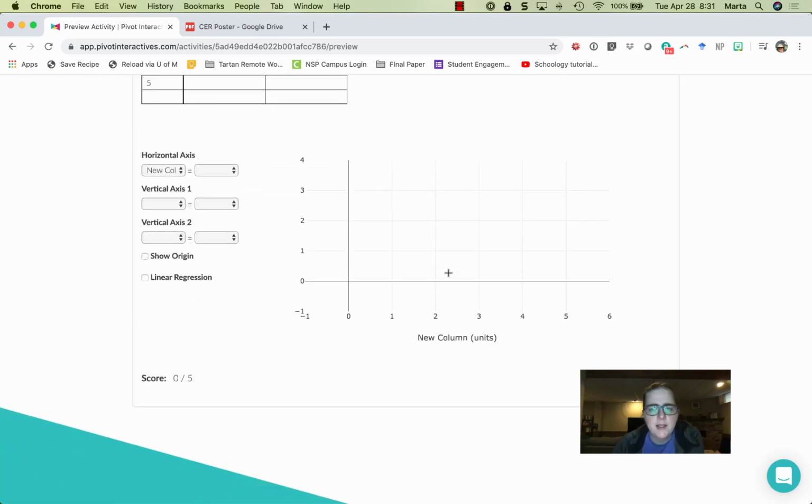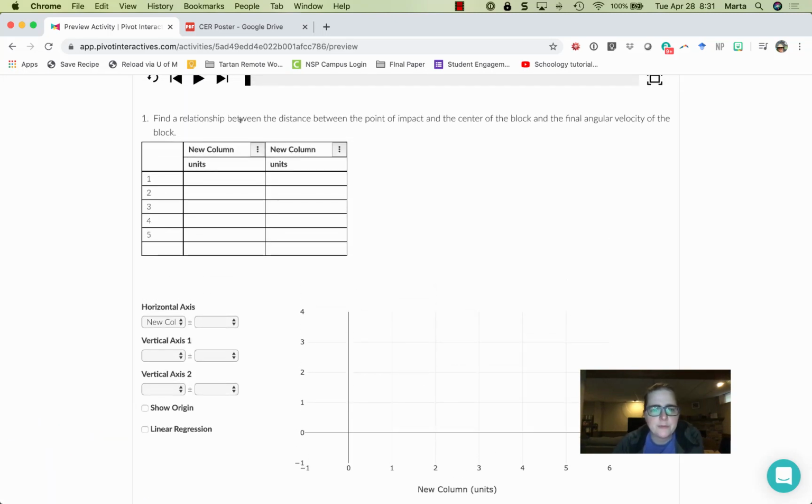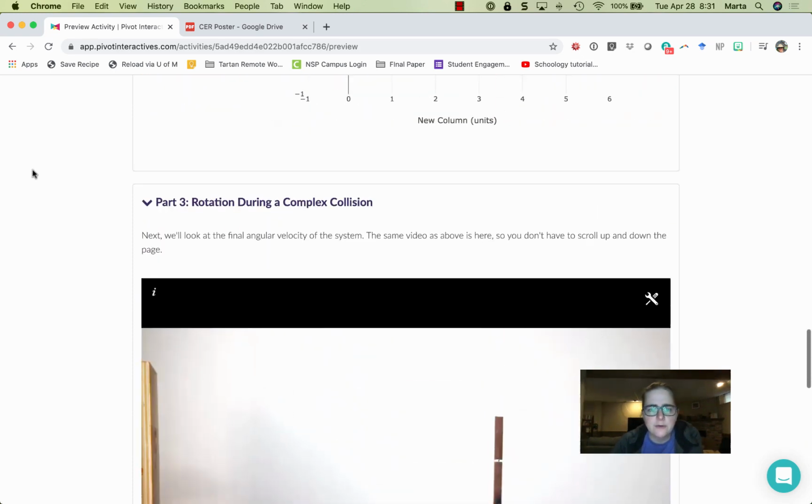You're going to post the graph you make for the relationship between the distance between the point of impact and the center of mass of the block, and then that block's final angular velocity. That's going to get posted in a forum, as is your CER. And as always, as questions come up, let me know and I'll be happy to help.